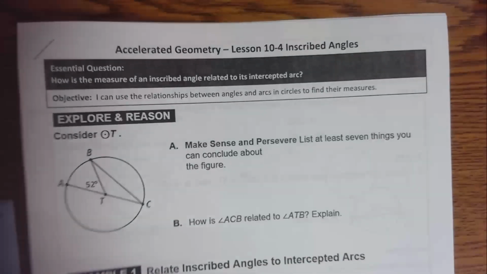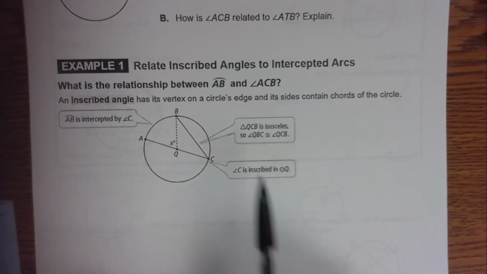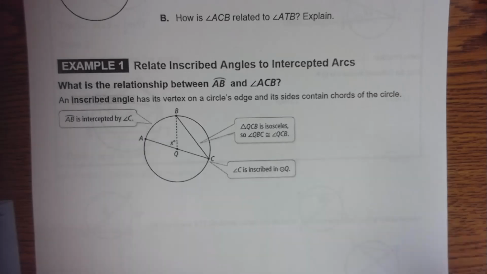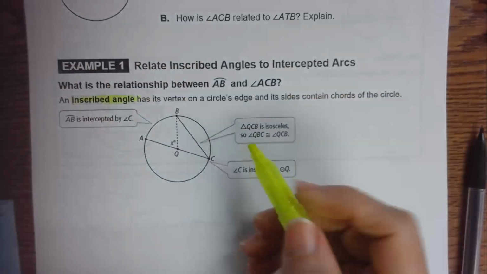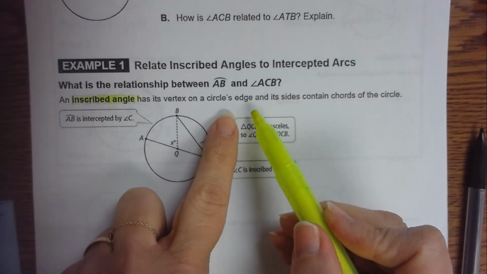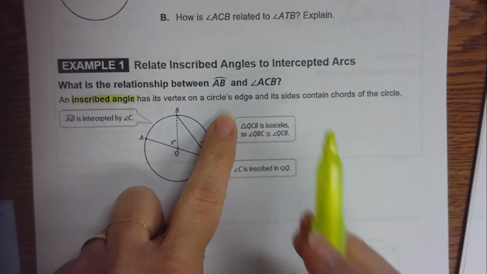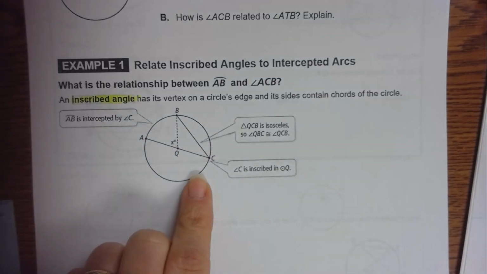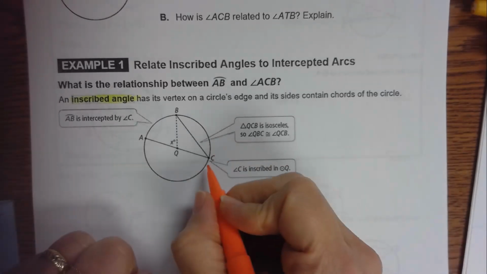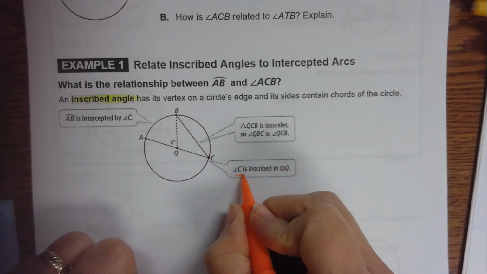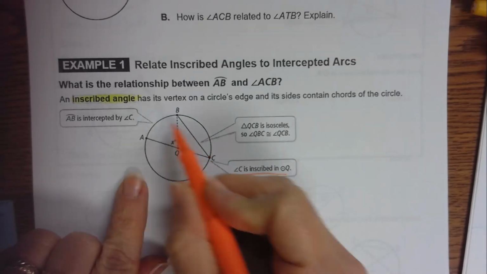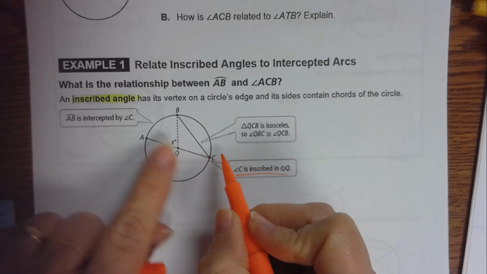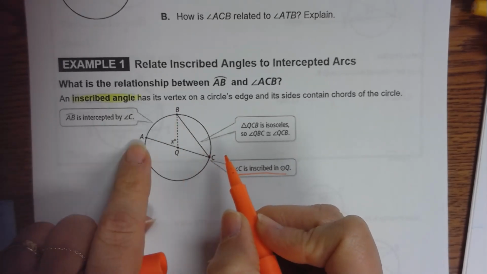Okay, we're going to skip the explore and reason and go right into example 1 and explain what an inscribed angle is. An inscribed angle has its vertex on the circle's edge and its sides contain chords of a circle. So this here is called the inscribed angle. Angle C is the inscribed angle in this circle. Notice the vertex is on the circle's edge, and the sides are the chords inside the circle.